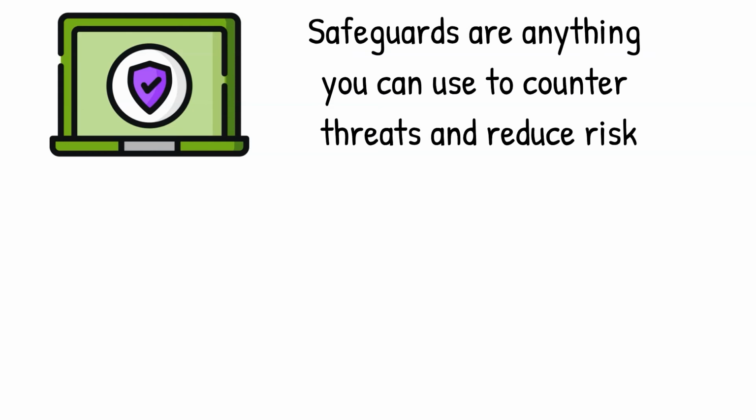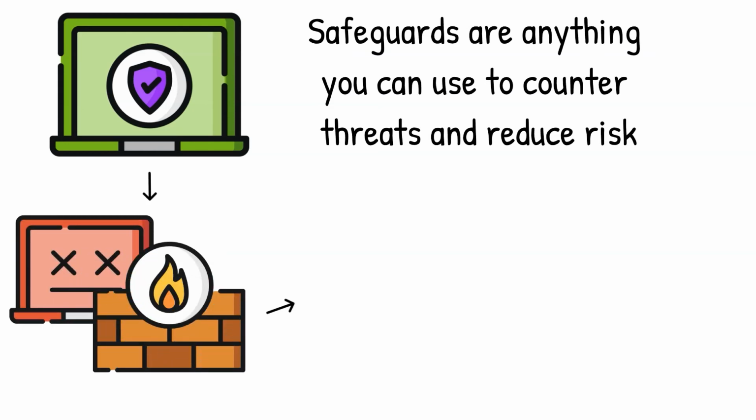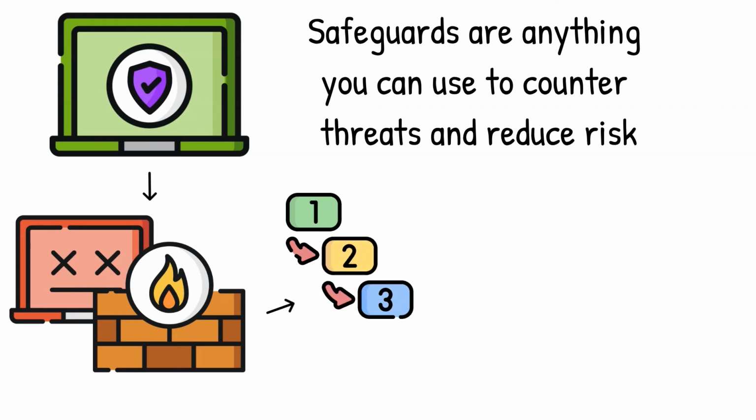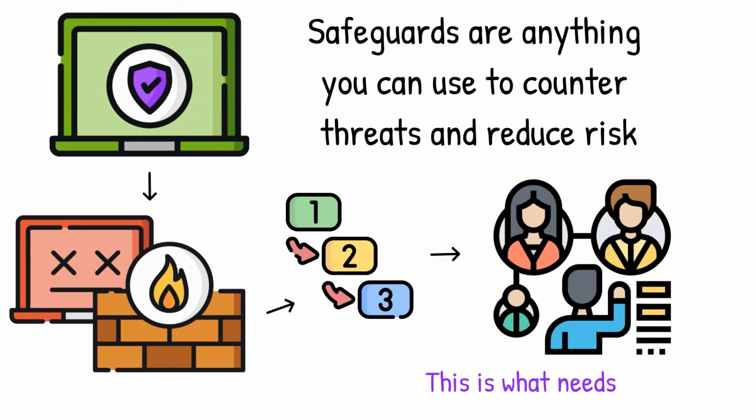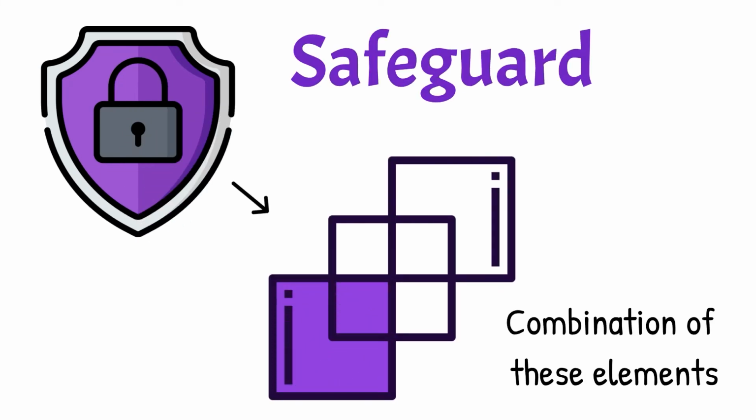Then, you have to apply appropriate safeguards. Safeguards are anything you can use to counter threats and reduce risk. These can be anything from software and hardware to policies and specific procedures for employees, vendors, or clients. In many cases, a safeguard is made up of a combination of these elements.